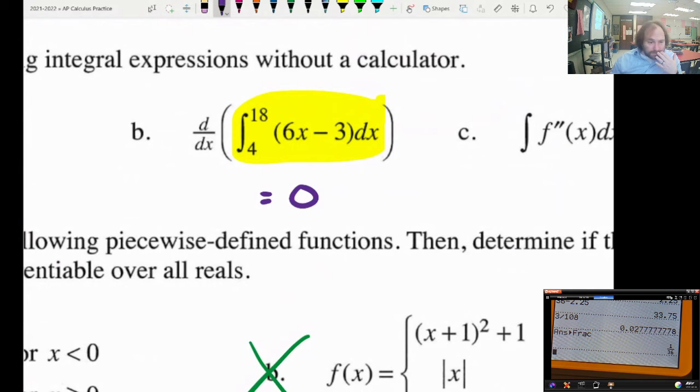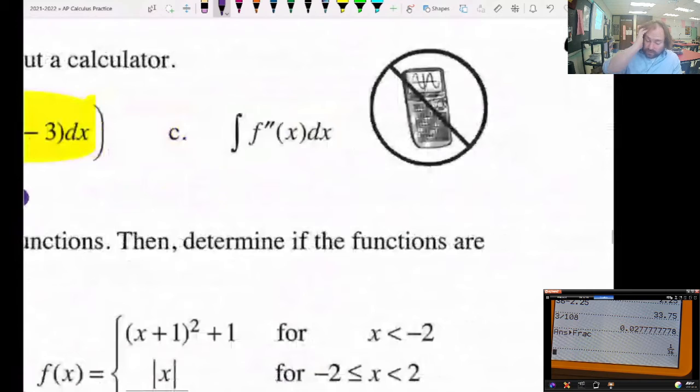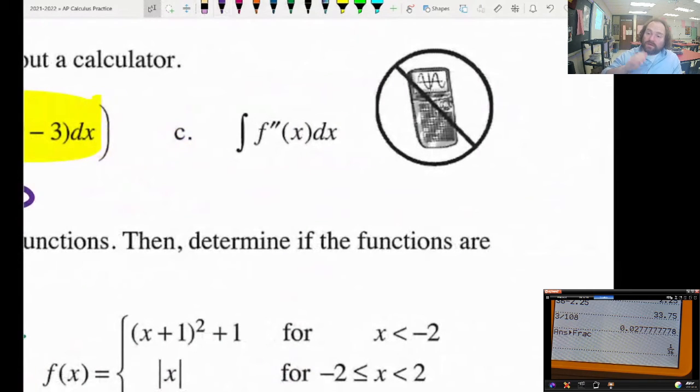Very simple. Let me just check my answer really quick. Yeah. And then here, question C. Interesting. This is an antiderivative of the second derivative of f of x. Basically, the antiderivative cancels out one of those derivatives. The answer here is f prime of x plus c. So you take the antiderivative of the second derivative, you go up one level, you're back to the regular derivative, and that's where you land. Pretty cool.